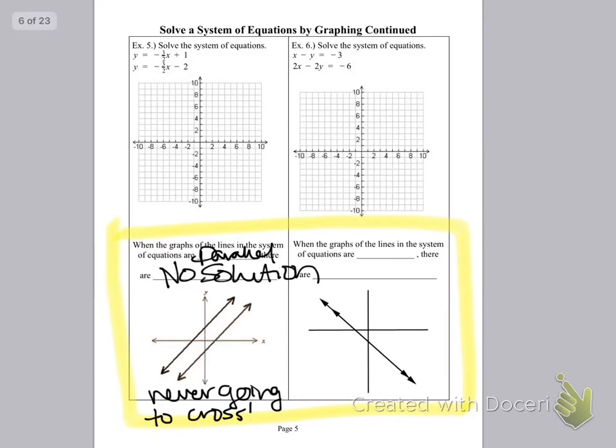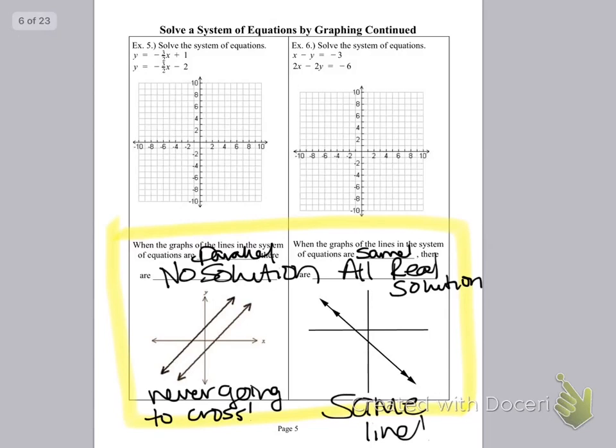They're never going to cross. So that gives it no solution. But on the flip side, these graphs are the same. They're the exact same line, and it's going to be all real solutions. And you'll notice that because they are the same line.